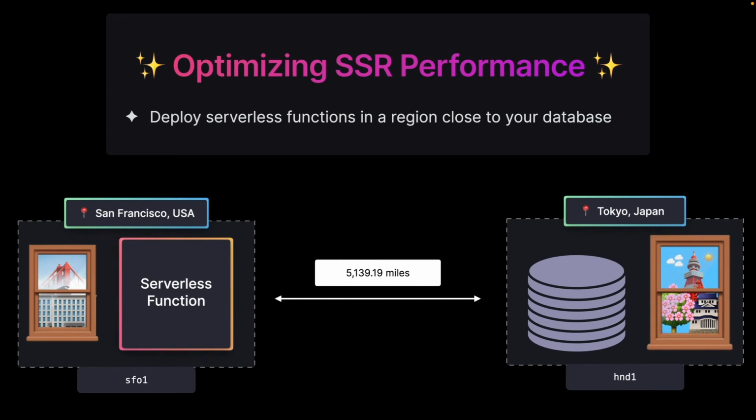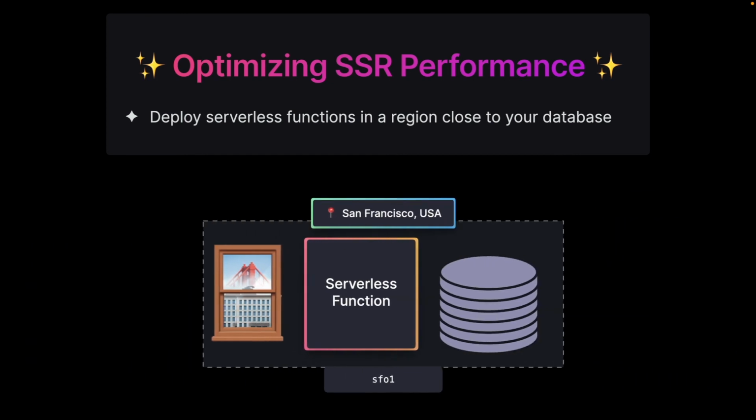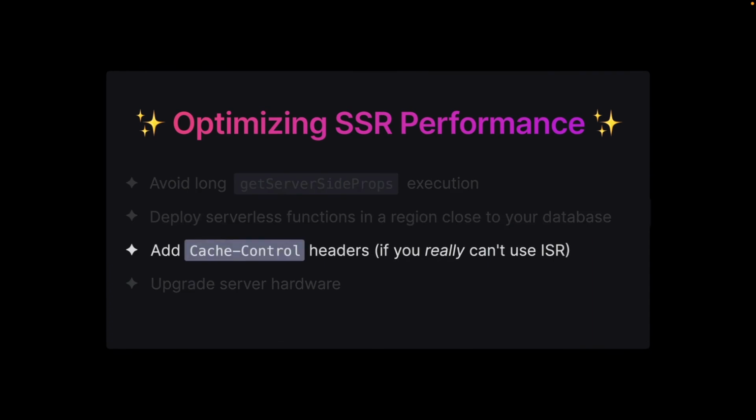If your serverless function is deployed in San Francisco, but your database is deployed in Tokyo, it can take a while to establish a connection and get the data. Instead, consider moving your database to the same region as your serverless function to ensure that your database queries can be a lot faster. Next, you might improve your performance a bit by adding caching headers to the responses.